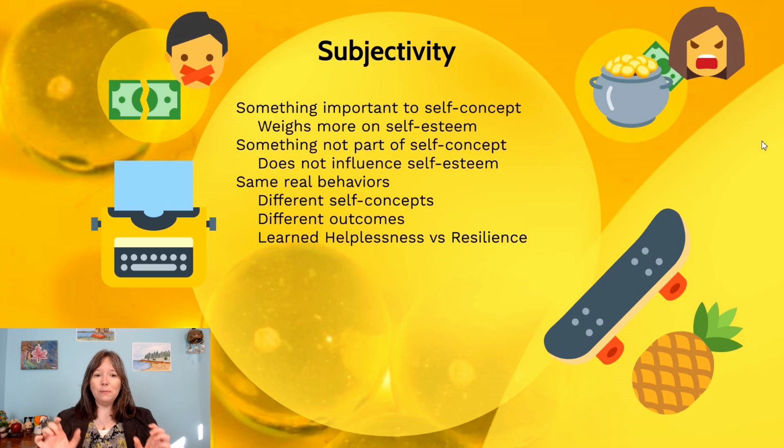So the same real behaviors will have different outcomes based on what we have in our self-concept and what we have in our ideal self. For instance, let's say somebody said that you are very quiet and very stingy with your money. Well, if you have in your ideal self that you try to be very quiet and very reserved with your money, you might actually take that as a compliment.